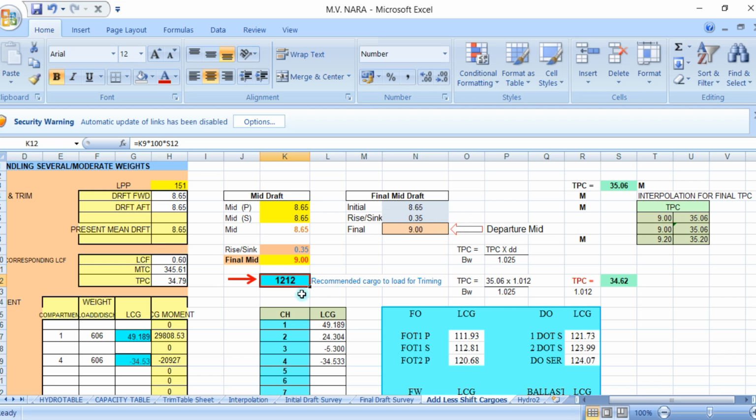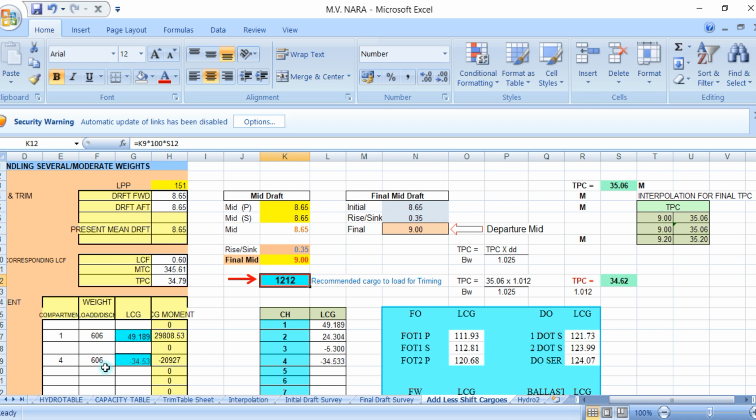But the question stops here. For the sake of actual practice, we want to load this in the vessel. This has only 4 hatches, so I want to load it in 1 and 4. This will be the value to load in hatch number 1 and hatch number 4.